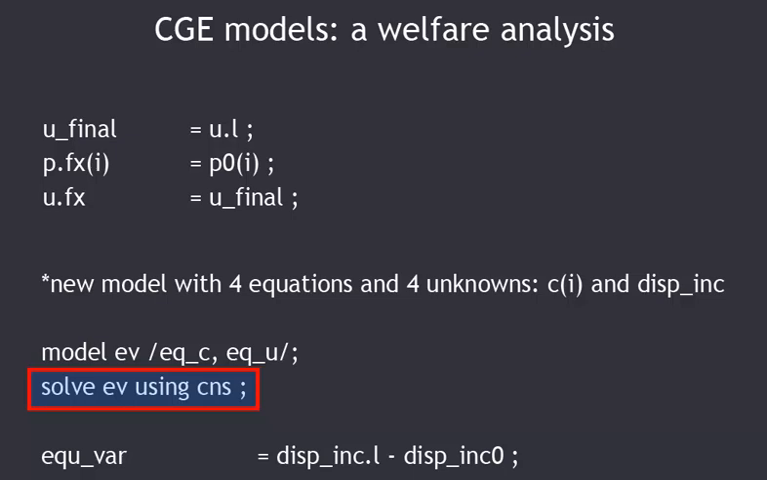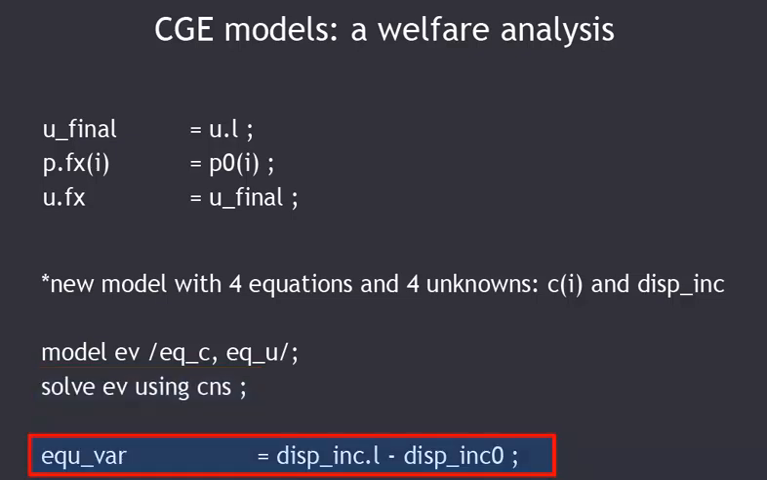And so it gives me values for consumption CI and a new value of disposable income, which is the initial value of disposable income plus the equivalent variation. And so, knowing this new value of disp_INC, I can derive the equivalent variation by the instruction EQ_U_VAR: the equivalent variation is the current level of disp_INC.L minus the initial level of this variable, disp_INC0.